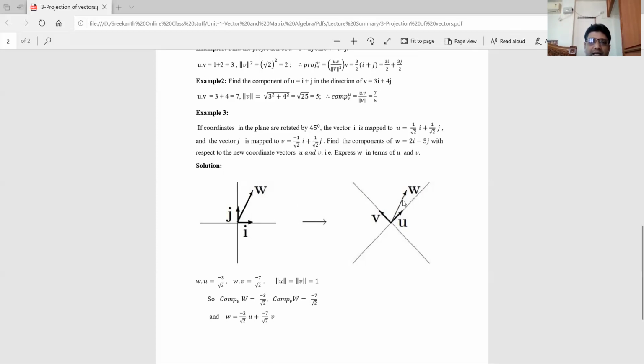Initially it is i bar. So when it is rotated, what you will get is u is 1 by root 2 i plus 1 by root 2 j. So that is already given in the formula. Now what he is asking is, find the component of w, this w, 2i minus 5j, with respect to the new coordinate vectors u and v.